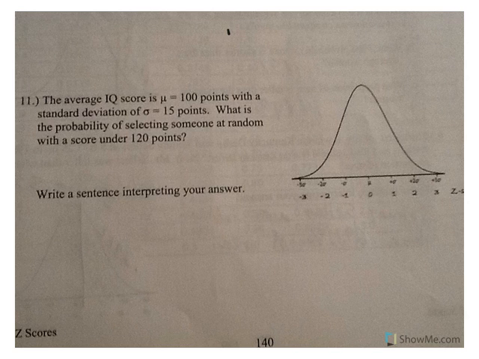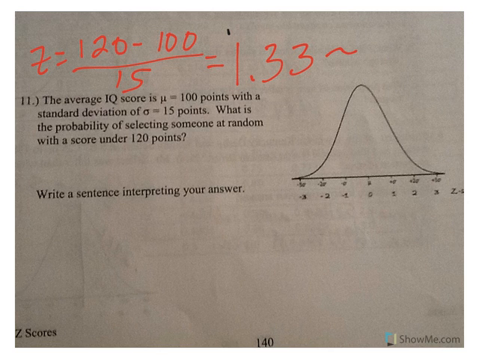Number 11, the average IQ score is 100 points with a standard deviation of 15. What is the probability of selecting someone at random with a score under 120? Okay, so again, z-score, 120 is the data minus the mean of 100 over the standard deviation of 15. And when you do that, it comes out to be 1.33.